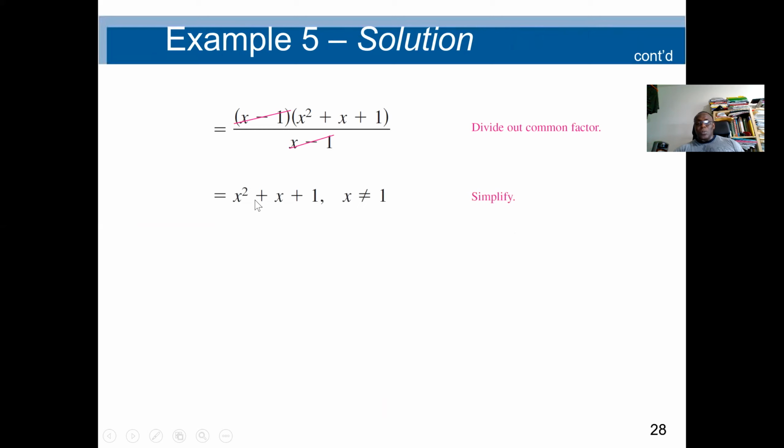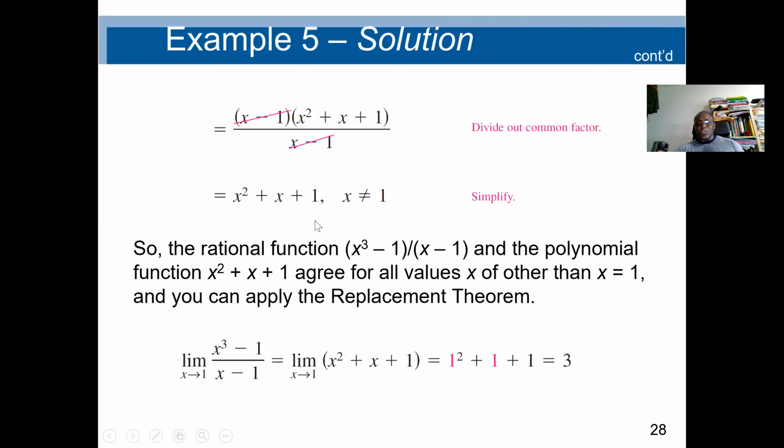So we get x squared plus x plus 1 now. So we can try to solve the limit now. We substitute 1: 1 squared is 1, plus 1, plus 1, so the answer will be 3. So x cubed minus 1 divided by x minus 1 is the same as x squared plus x plus 1, when we simplify the top, as we can see here.